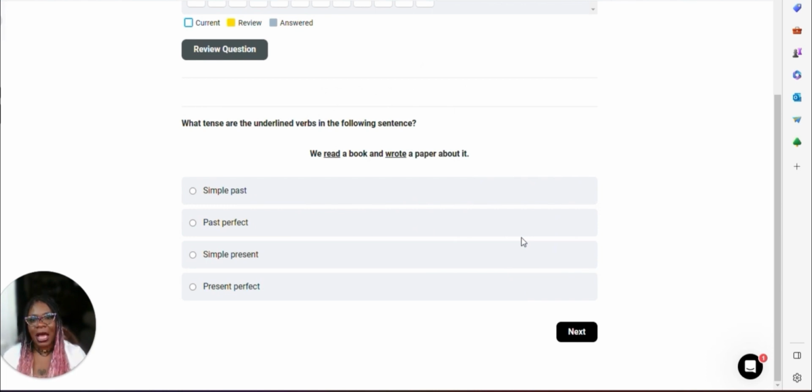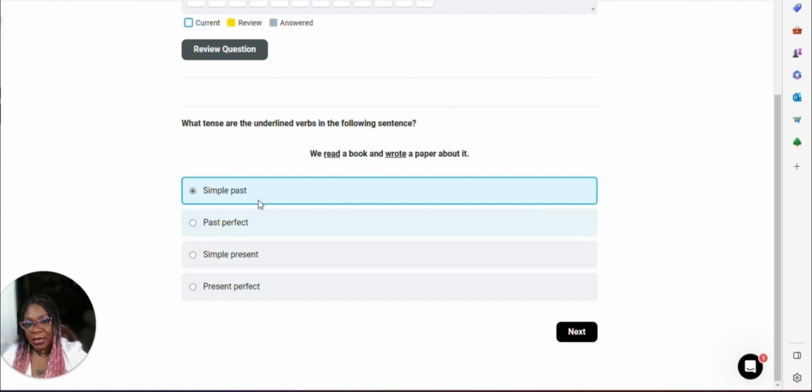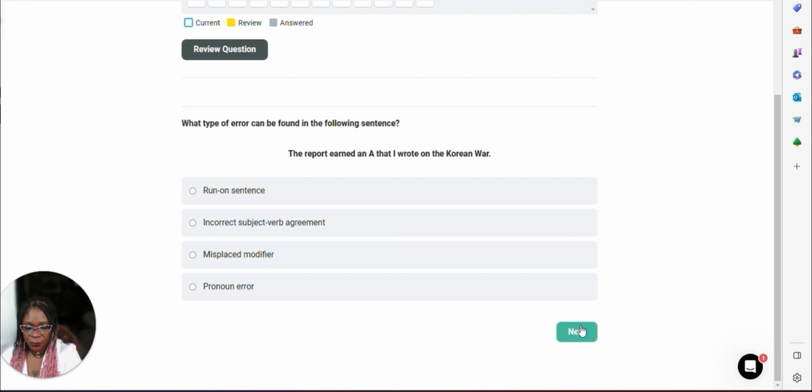What tense are the underlined verbs in the following sentence? We read a book and wrote a paper about it. Is it the simple tense? Is it past tense? Is it simple present? Or is it present perfect? The answer for this one is going to be simple past, right? And that's because read and wrote are in a simple past tense. So it's a simple past tense right here for this one. All right, so let's move on to the next question.